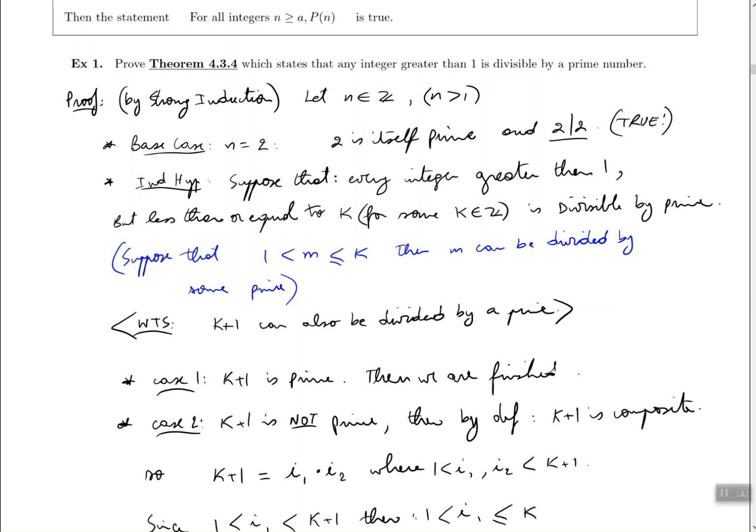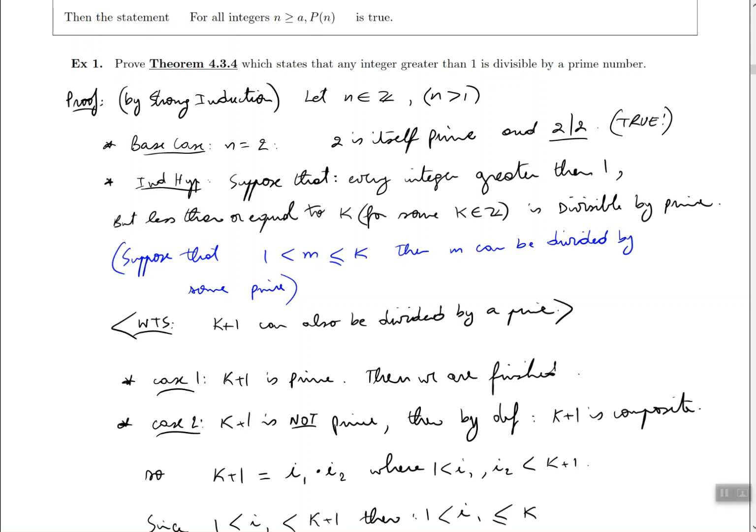Okay folks, so hopefully you took some time to read section 5.4 before watching this video and you learned a little bit about strong induction. In this first problem, we're going to work on Theorem 4.3.4, which states that any integer greater than 1 is divisible by a prime number. We saw this theorem earlier in the semester, but we didn't actually prove it. We said that we're going to leave it for another day, and today is that day.